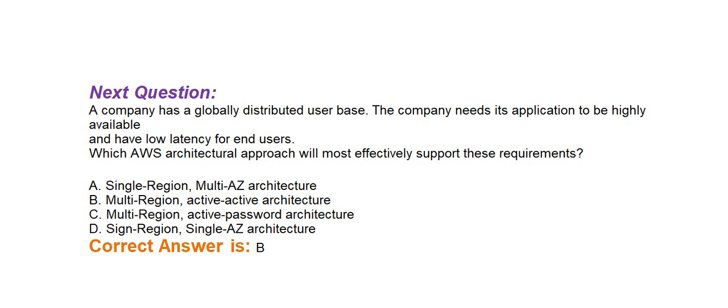Option A, single region, multi-AZ architecture. Option B, multi-region active-active architecture. Option C, multi-region active-passive architecture. Option D, single region, single AZ architecture. Correct answer is option B, multi-region active-active architecture.